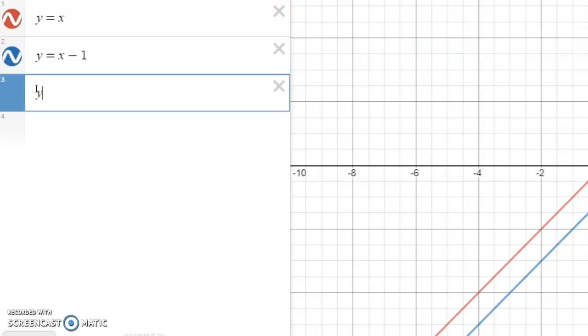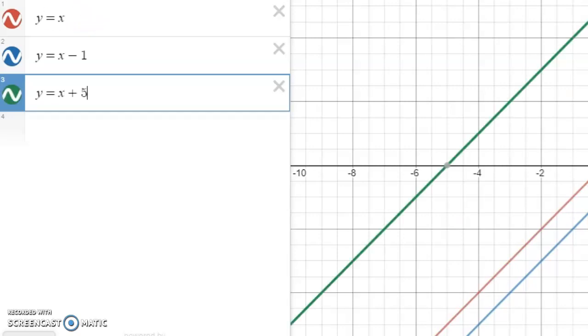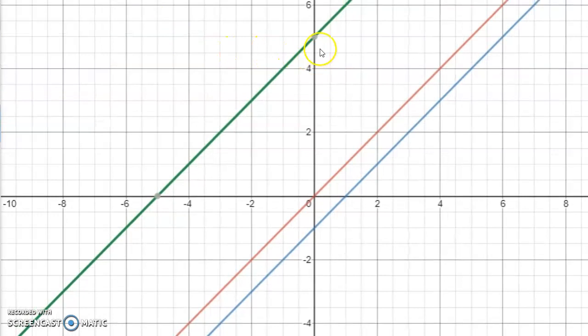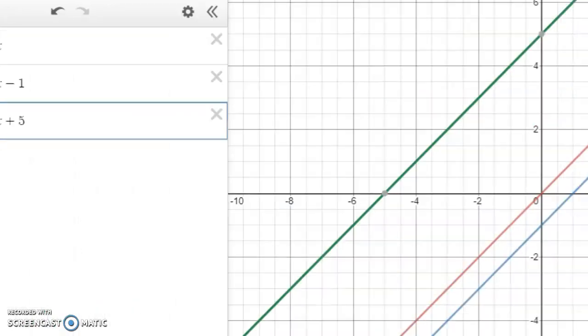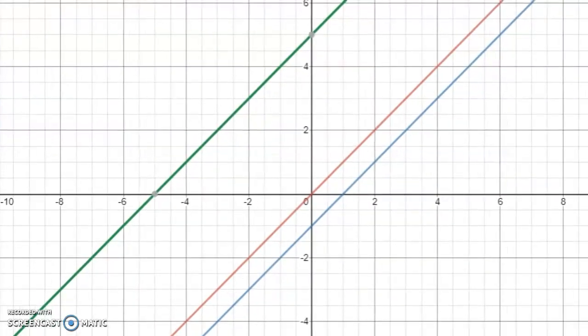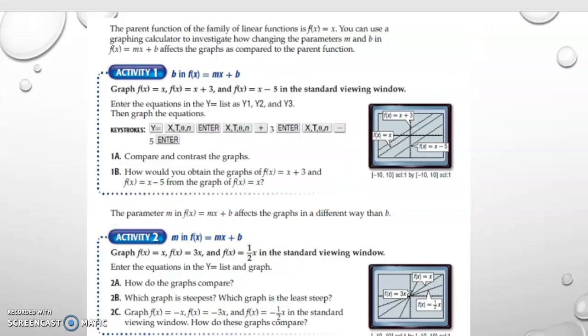Then this one, y equals x plus 5. Well, as you might guess, it's going to cross over the y-axis at positive 5. Right here. Okay, this is a family of functions based on the y equals x basic function. Standard linear. So, that is for the mx plus b function.